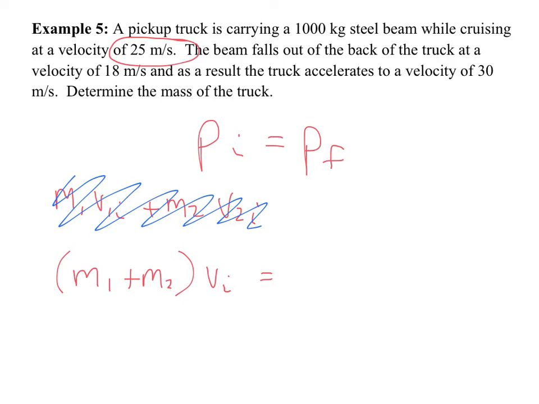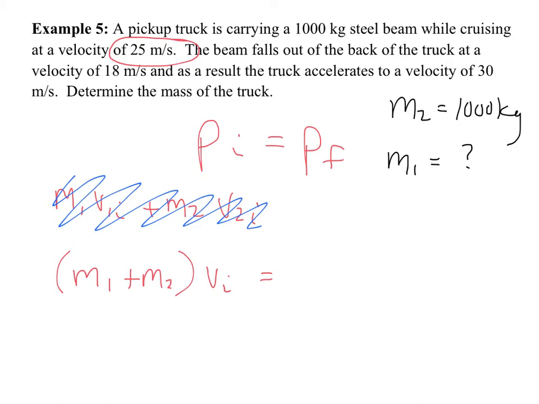Now, we've been using the words explosion and collision. Other ways you can think of is like after the separation between the beam and the truck, what's happening is the next question. So, what do you want to call the beam? M1 or M2? Doesn't matter. M2? All right. So let's say M2 is the beam. So that's 1,000 kilograms. That means we're looking for M1, which is the truck's mass.